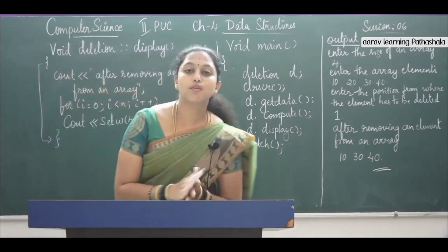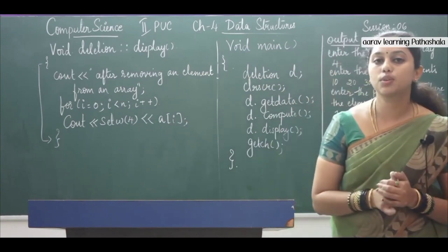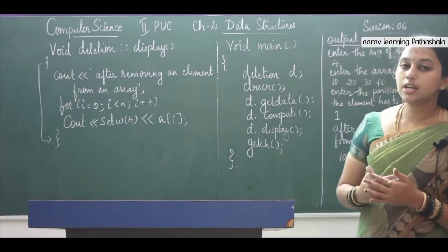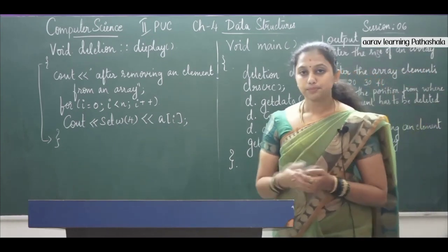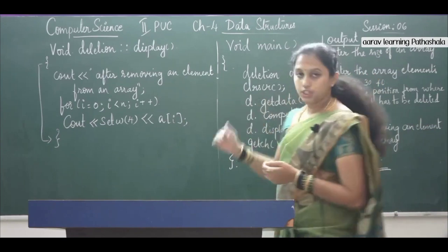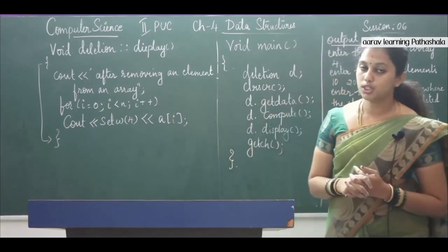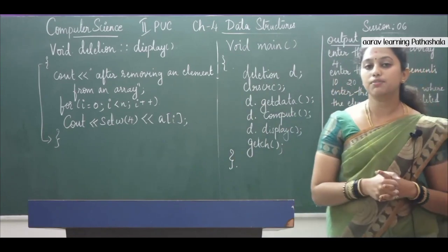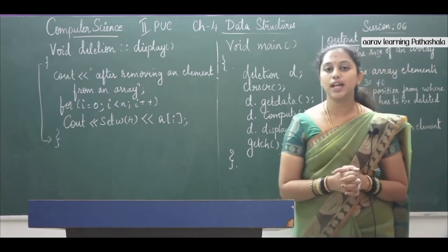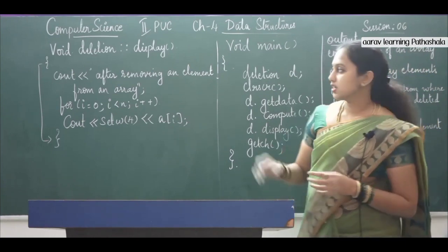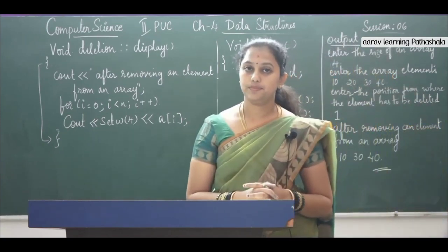So while deleting an element, what is the first step? We have to get the position from where the element has to get deleted. In the second step, delete an item from the particular position. In the third step, we have to shift all the subsequent elements to its lower order positions. So after deleting an element from an array, the size of an array is decreased, that is n is equal to n minus 1. So this is how we are going to delete an element from an array. Thank you.